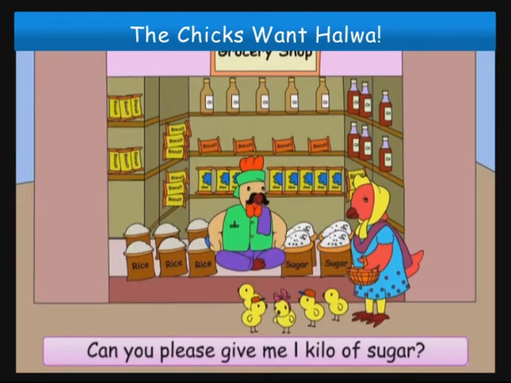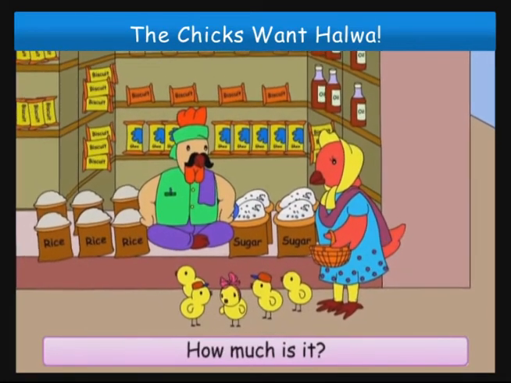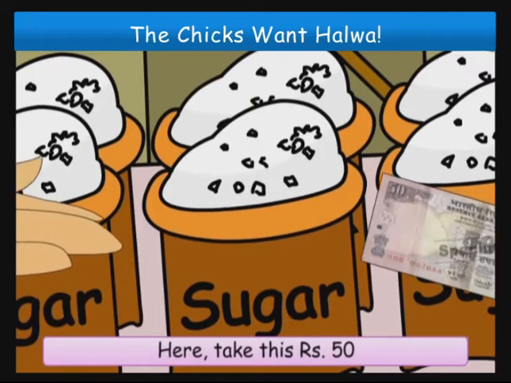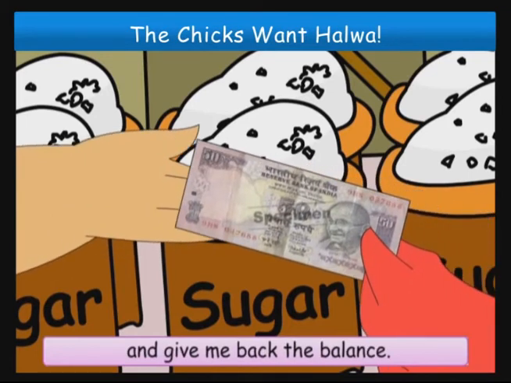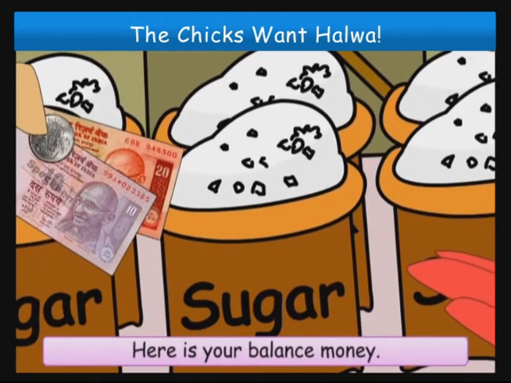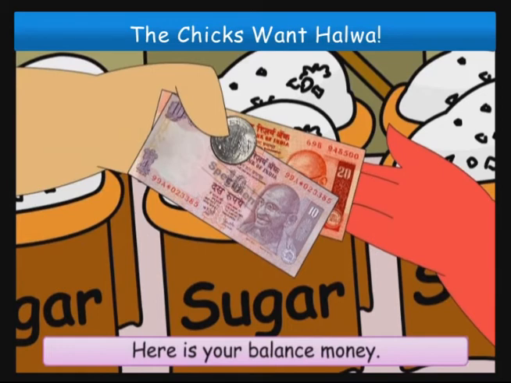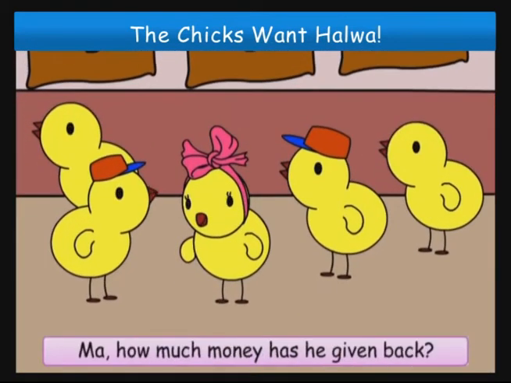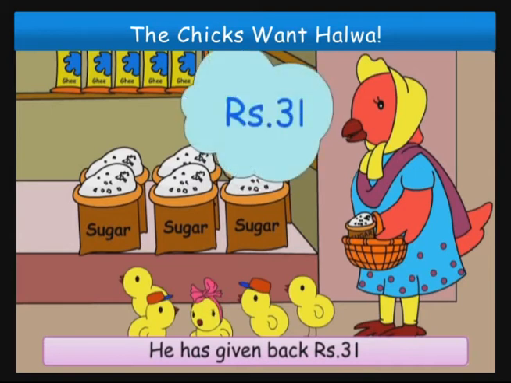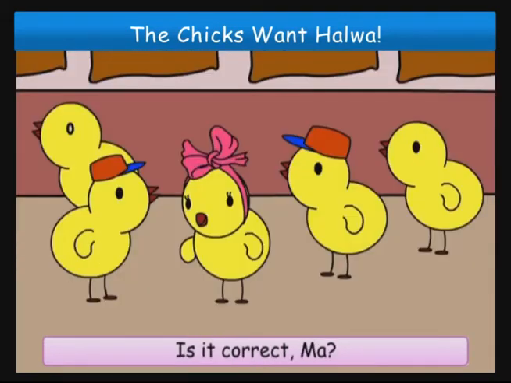Can you please give me 1 kilo of sugar? How much is it? 19 rupees, madam. Here, take this 50 rupees and give me back the balance. Thank you, madam. Here is your balance money. Ma, how much money has he given back? He has given back 31 rupees. Is it correct, Ma? How do you check?